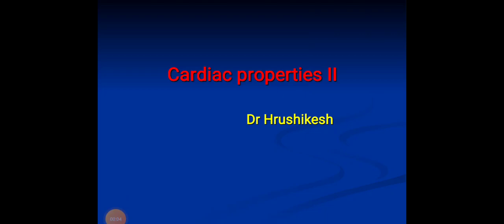Today we will see the second part of cardiac properties, part 2. For understanding part 2, the understanding of part 1 is very important, and also the procedure of how to stun a frog, how to pith a frog, and how to dissect and mount a frog on the frog board, and also the instruments which are required for understanding cardiac properties as well as skeletal properties. So we are going to start with cardiac properties 2.